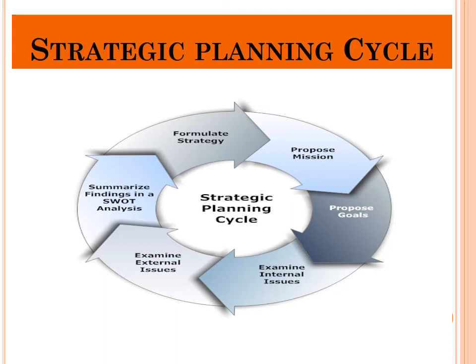There is a cycle for strategic planning. This cycle involves, very first, proposing goals, then examining internal issues. The next step is to examine external issues. After examination of internal and external issues, a summary is prepared for the SWOT analysis. Then strategies are formulated. At the last, the mission is proposed.